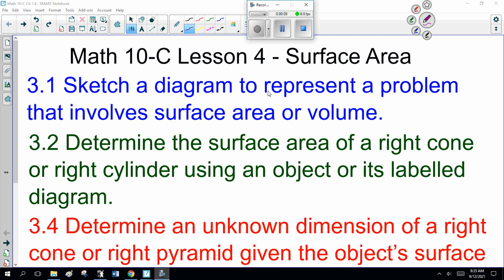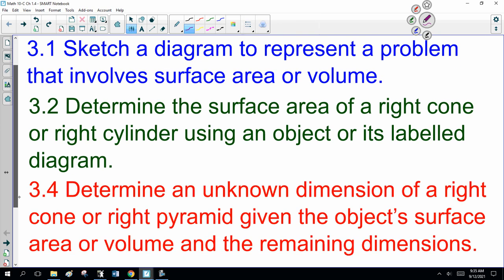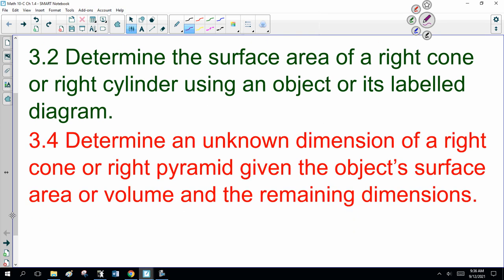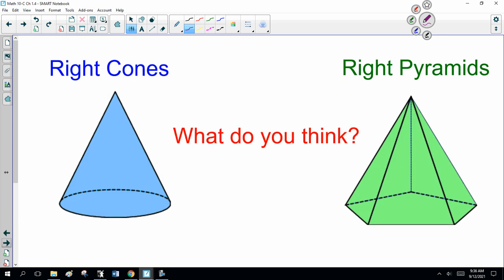Now, here we're going to sketch a diagram to represent a problem that involves surface area or volume. We're going to determine the surface area of a right cone or right cylinder using an object or its labeled diagram. We are going to determine an unknown dimension of a right cone or right pyramid given the object's surface area or volume and the remaining dimensions. Okay? So, right cones and right pyramids.